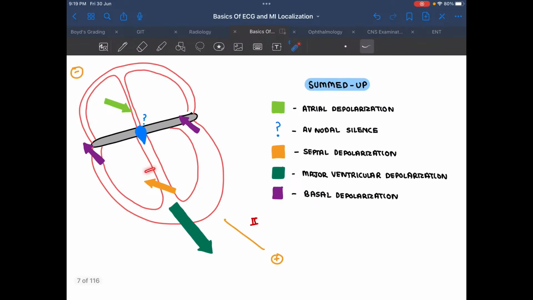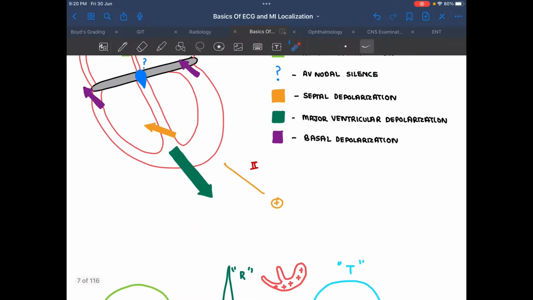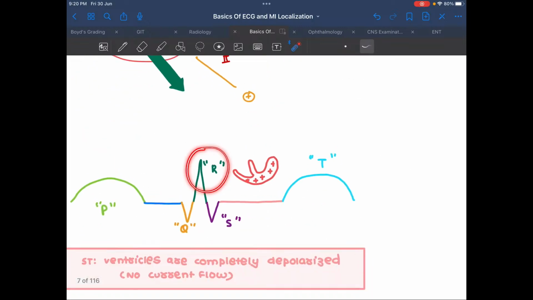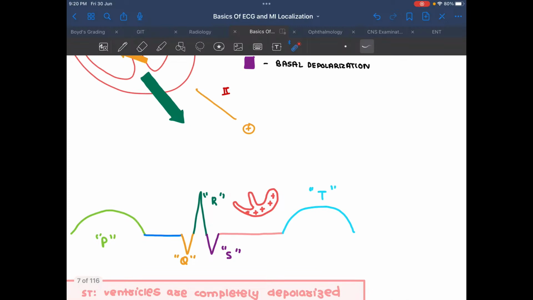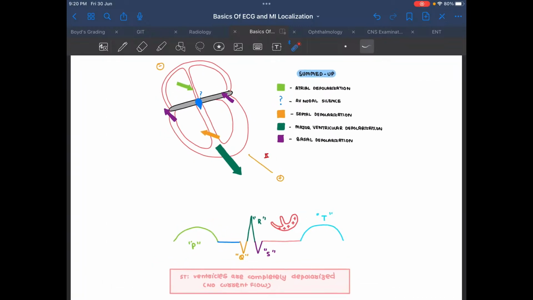Then if you see the Q wave, the septal depolarization vector is moving away from the positive electrode of your lead 2. So what's going to happen? I'm going to record a negative potential. So this is the negative potential of the Q wave. What about the R wave then? The R wave is the major ventricular depolarization moving towards lead 2, a positive electrode, and I'm going to see a positive deflection of the potential. And what about the S wave now? The S wave might represent the basal ventricular depolarization vector, moving away from the positive electrode, and again I'm going to see a negative deflection. So that is summed up for you guys.